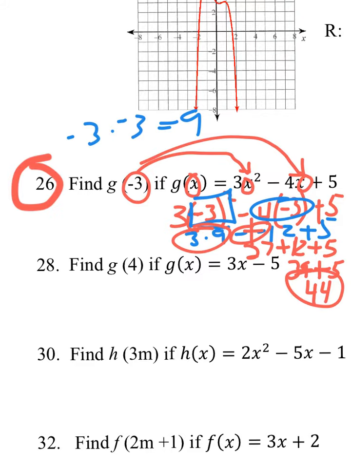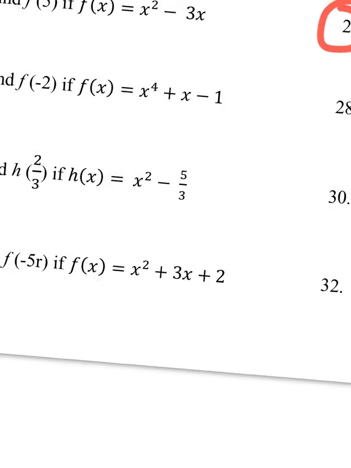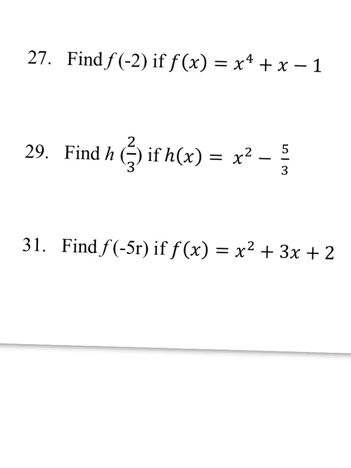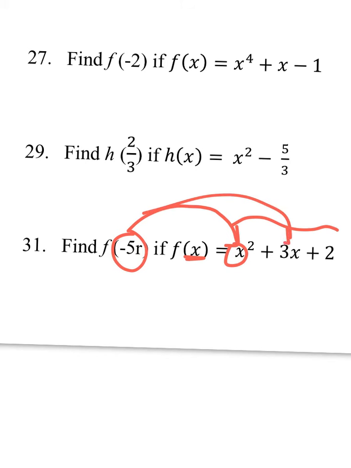Now, if I go down here, and we'll show you another one, we're going to go to number 31. Now, if you notice number 31, we're finding f of negative 5r, so it's something with a variable in it. Nothing changes. Whatever is in here has to get put in for the variable x over in this expression. So I'm going to put negative 5r right in there where I have to square that x, and I'm going to put it in over there where I multiply by 3.